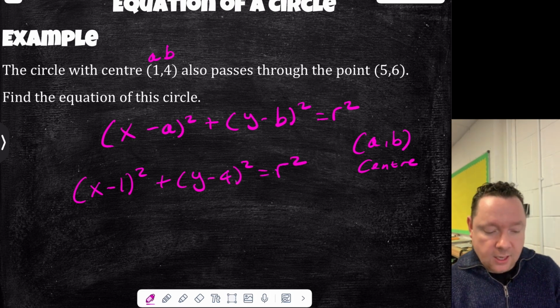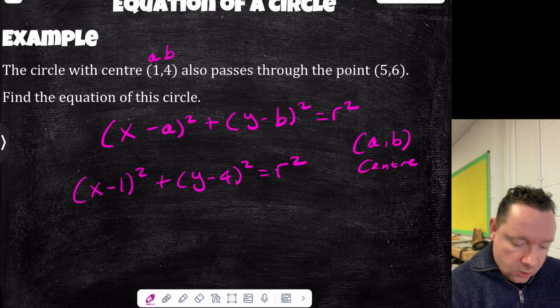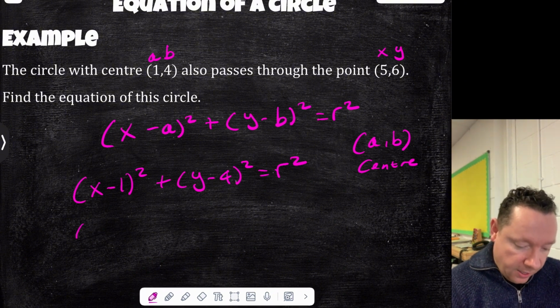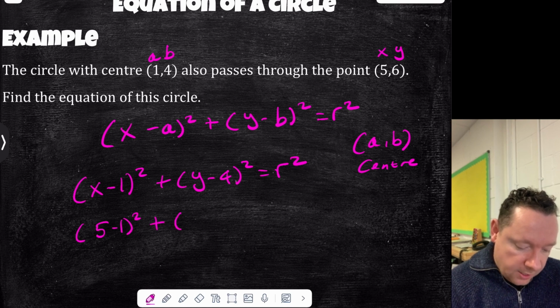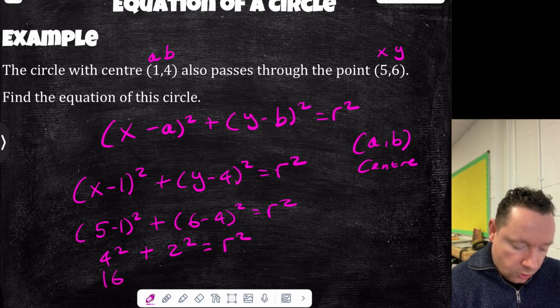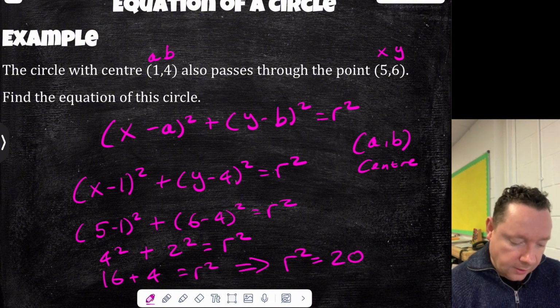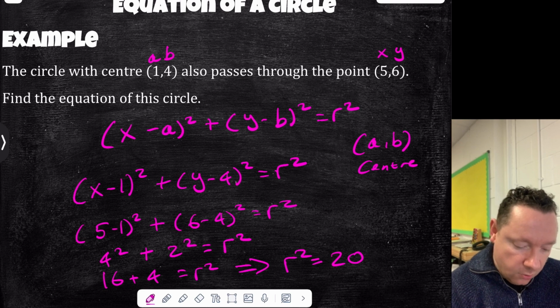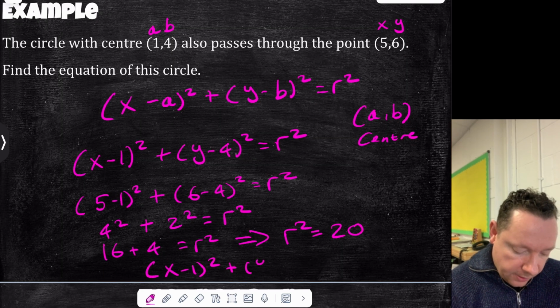But we're not told the radius. However, we are given a point on the circle. So that is our x and that is our y because it's on the circle. So we just sub that in to get 5 minus 1 squared plus 6 minus 4 squared equals r squared. 5 minus 1 is 4 squared, 6 minus 4 is 2 squared equals r squared. 4 fours is 16, 2 twos is 4. That means r squared equals 20. There was no reason to square root that because we want the equation of a circle, which we need r squared for, so we can just write down the answer now. x minus 1 squared plus y minus 4 squared equals 20, and we're done there.